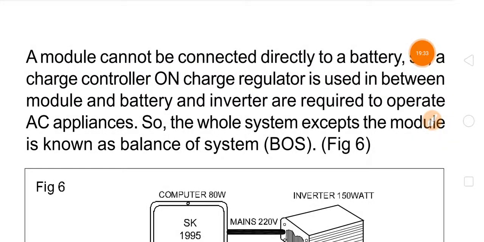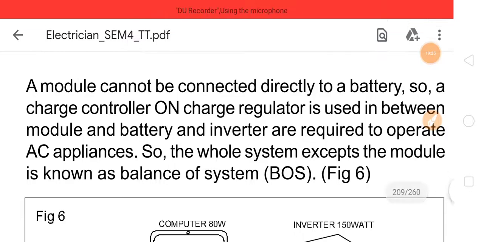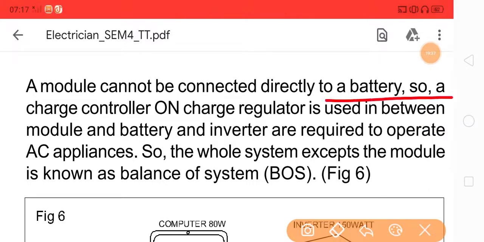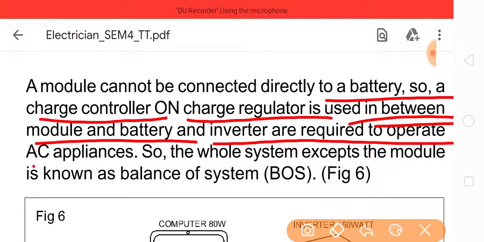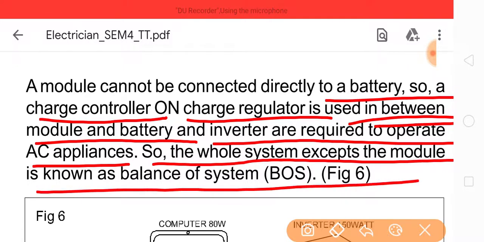a module cannot be connected directly to a battery, so a charge controller or charge regulator is used between modules and battery, and an inverter is required to operate AC appliances. So the whole system is packed. The modules is known as a balance of system, BOS.